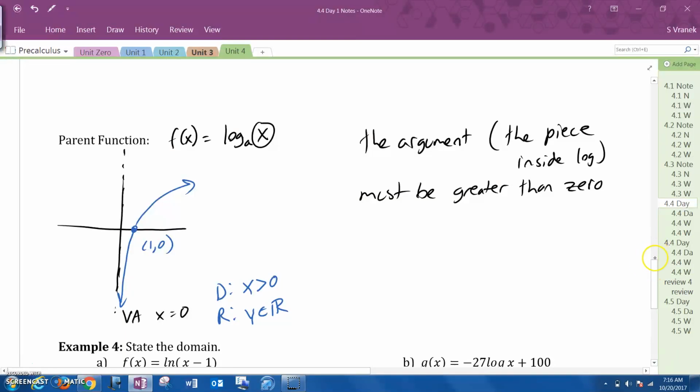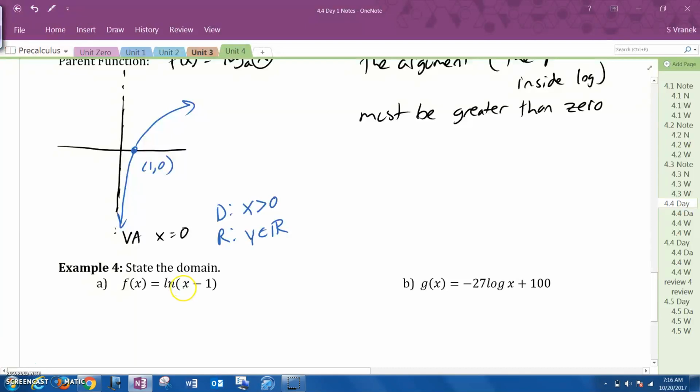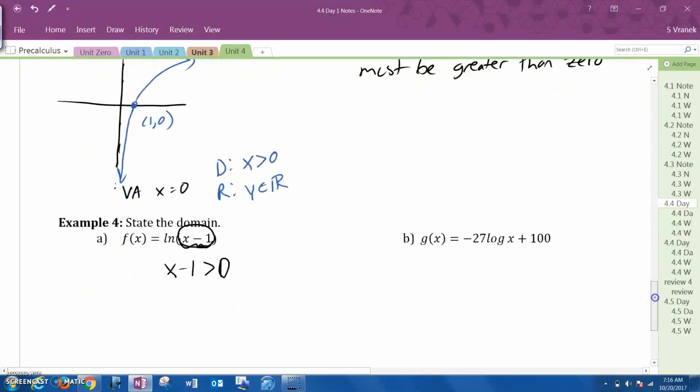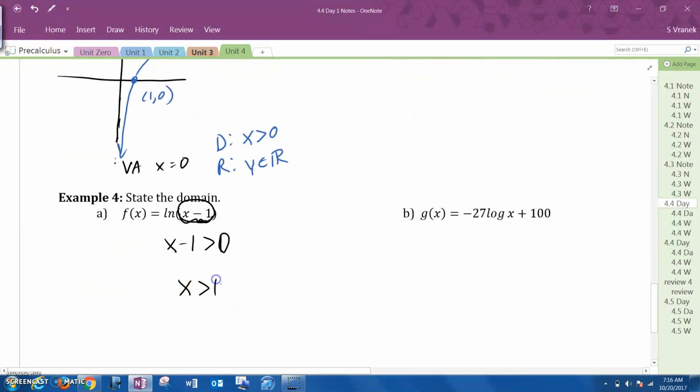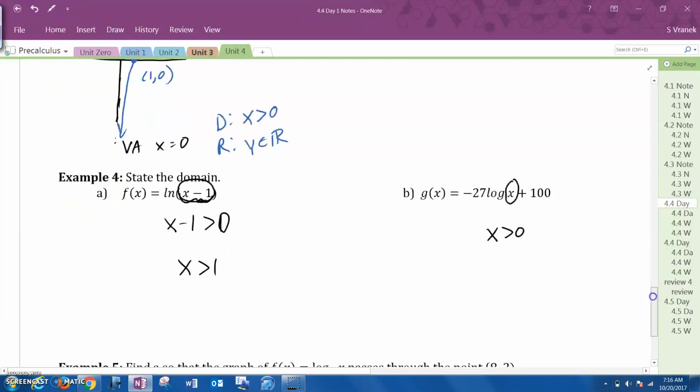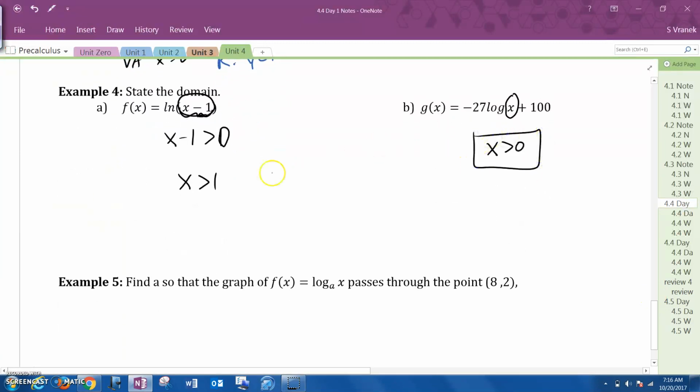So let's look at these. So now we look, this was shifted right 1. So we would say, well, x minus 1 has to be greater than 1. I'm sorry, greater than 0. You basically are setting whatever's in here greater than 0. So the domain for this one would be x has to be greater than 1. If you look at the log piece, all we have is the x. So for that one, all you have to say is x has to be greater than 0. There's no shift. So those are the domains. That's all you have to do for domain of logs. Just take the piece that's the log of, not the base, but the other piece, the argument, and then that has to be greater than 0.